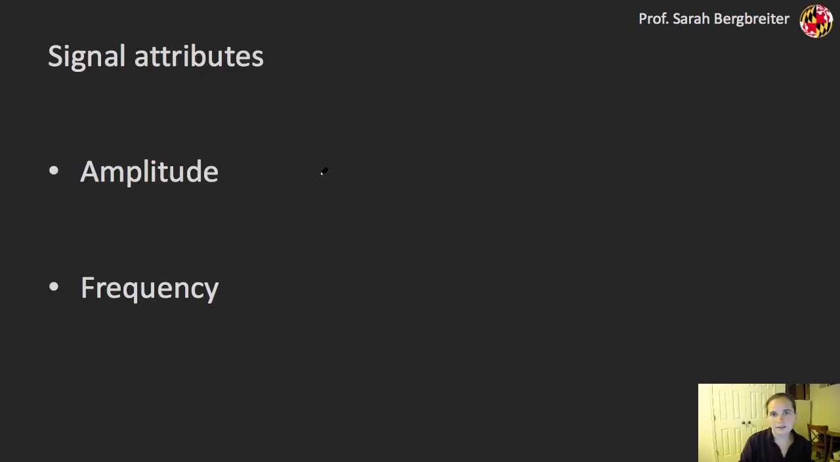Now, two of the signal attributes that we're going to talk about most commonly are going to be that signal's amplitude and frequency content. And the amplitude is effectively the size of the signal, the magnitude that I might have of my signal at different points. And that can vary over time, of course, but my magnitude is really what I'm concerned about there.